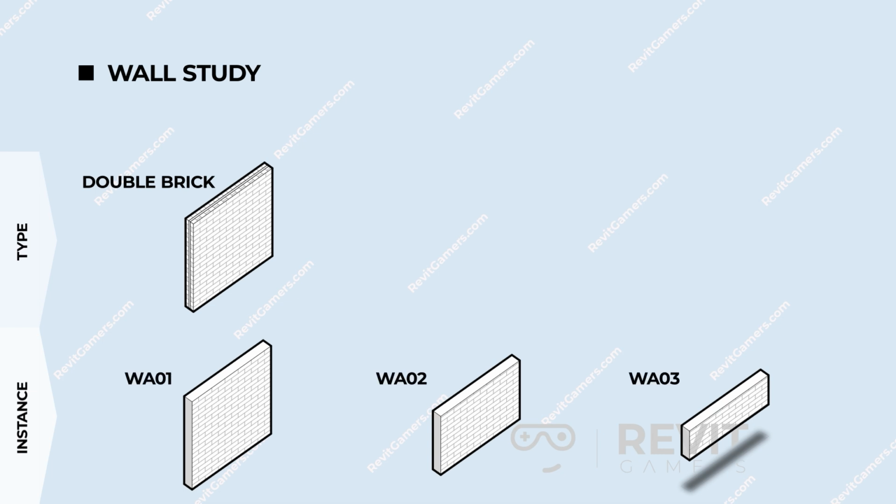Now that we know about the hierarchy of elements in Revit, let's head to the next session to have a look at types and instances.